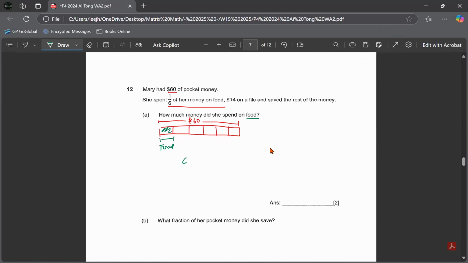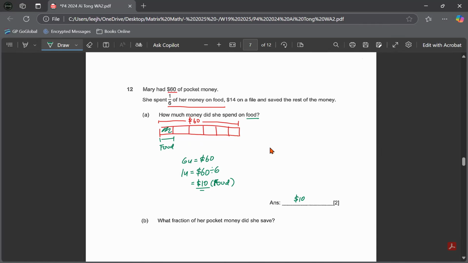So we can see 6 units is $60. Look for 1 unit, 60 divided by 6, 10. So 1 unit is $10. This is all for the food because she only spent 1/6 on food. Right? So 1 unit. So answer is $10 for question A.